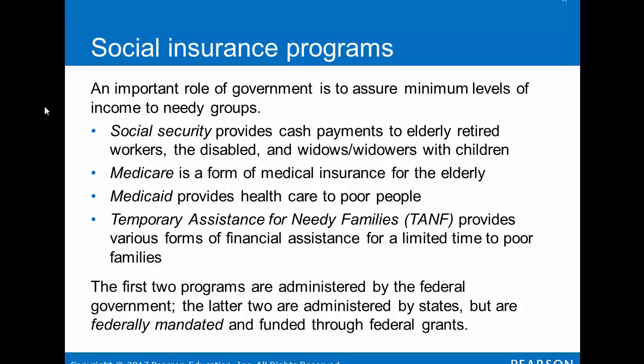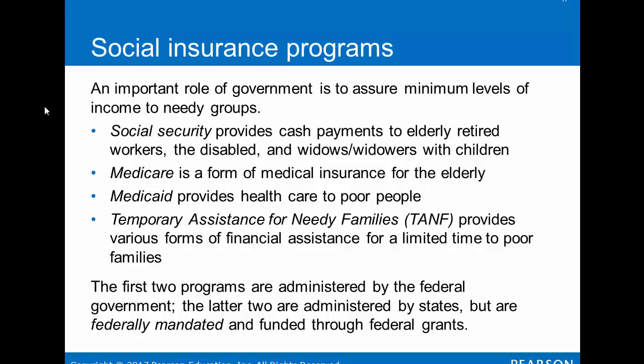So let's talk about social insurance programs. An important role of the government is to assure minimum levels of income to needy groups. Social Security provides cash payments to elderly retired workers, the disabled, and widowers with children. Medicare is a form of medical insurance for the elderly. Medicaid provides health care for poor people. Temporary assistance for needy families, or TANF, provides various forms of financial assistance for a limited time to poor families.